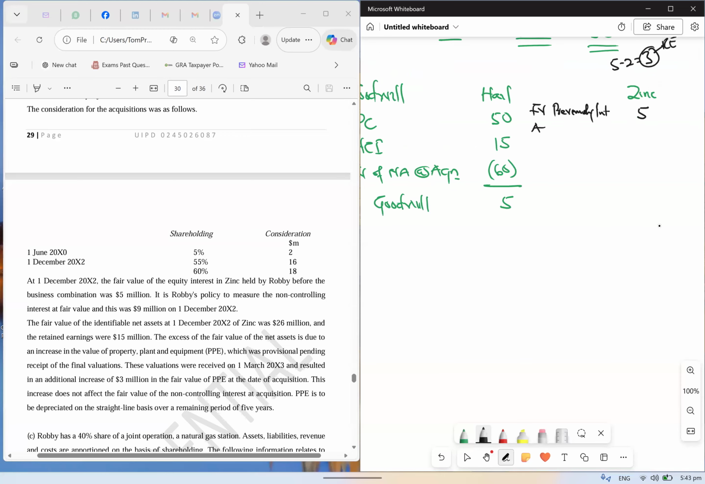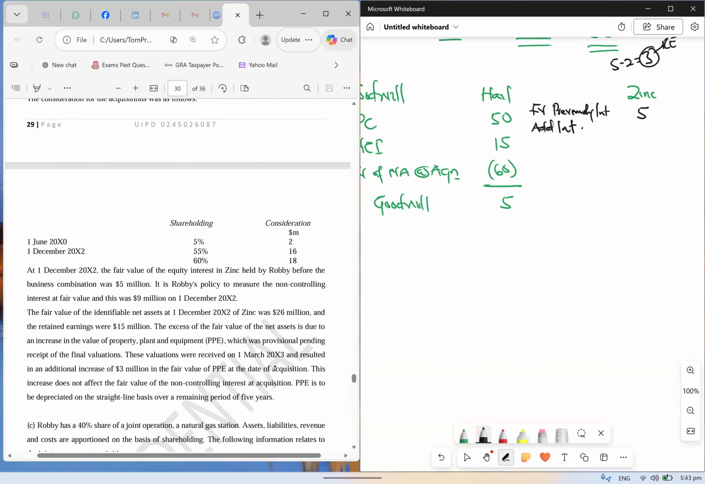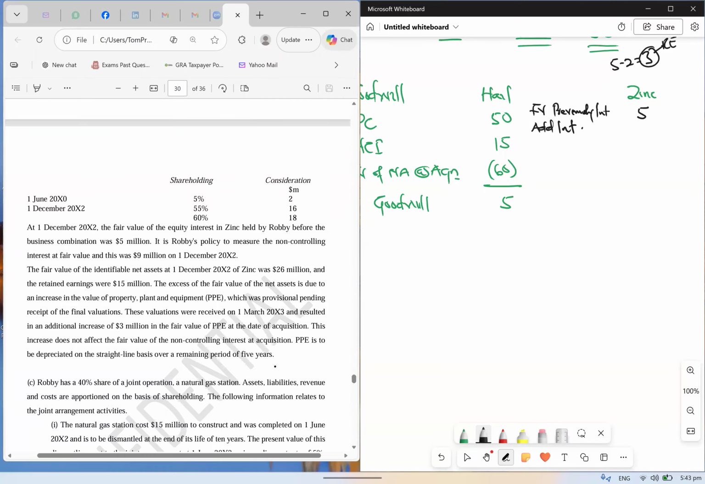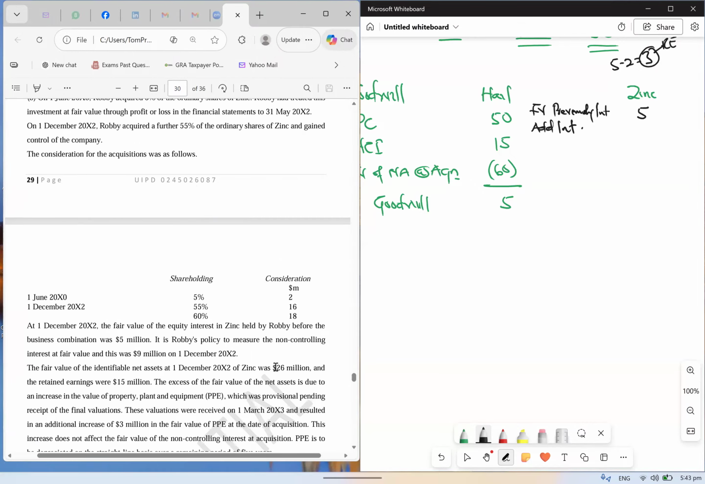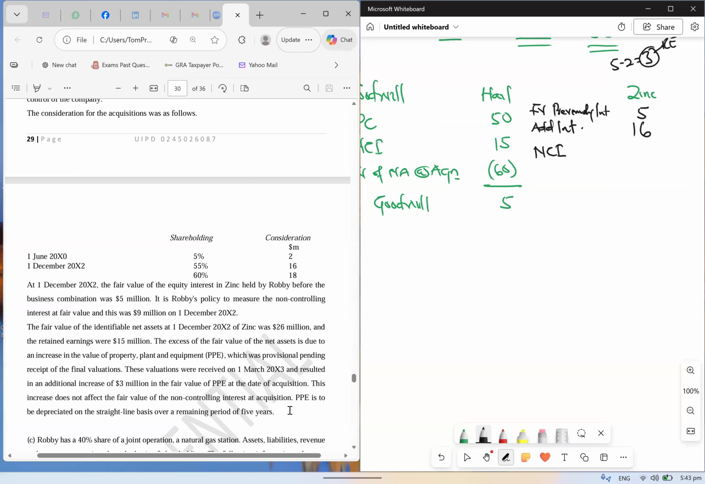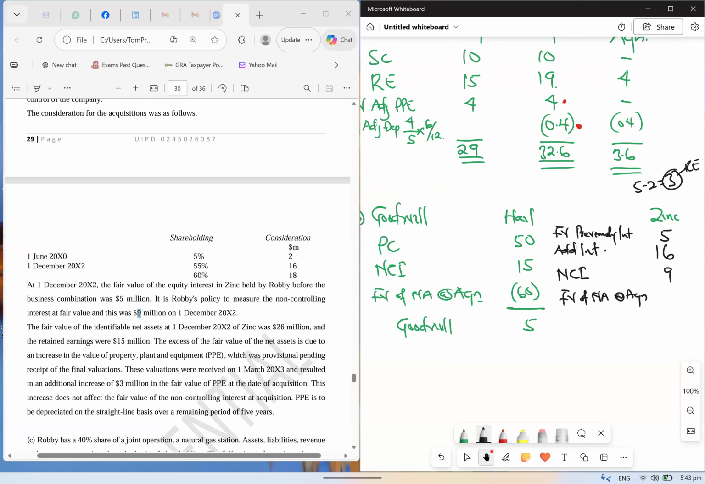Then additional interest. Additional interest, how much did they pay? Okay, this is it, 16 million. As you can see, 16 million. So you have 16. NCI. The NCI is 9 here. So 9. Fair value of net assets at acquisition. We have 29.